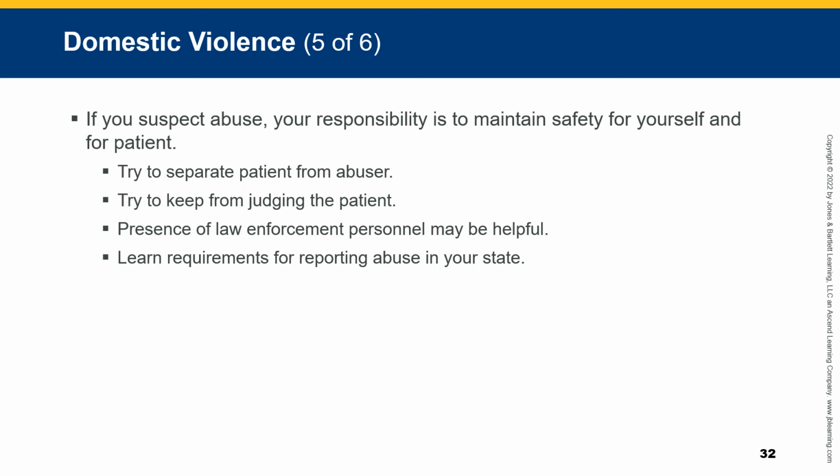If you suspect abuse, your responsibility is to maintain safety for yourself and for the patient. To diffuse a tense situation, try to separate the patient from the abuser. As you question a patient, express your concern. Try to keep from judging the patient. If the patient refuses transport, some agencies provide information about domestic abuse shelters. In some cases, the presence of law enforcement personnel will be helpful. Learn the requirements for reporting cases of suspected abuse in your state.